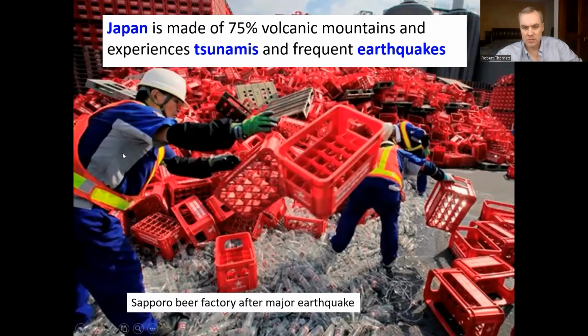Here's a picture of some workers at a beer factory in Japan handling all the aftermath of an earthquake. And 75% of Japan is volcanic mountains. So it does get lots and lots of tsunamis and earthquakes.